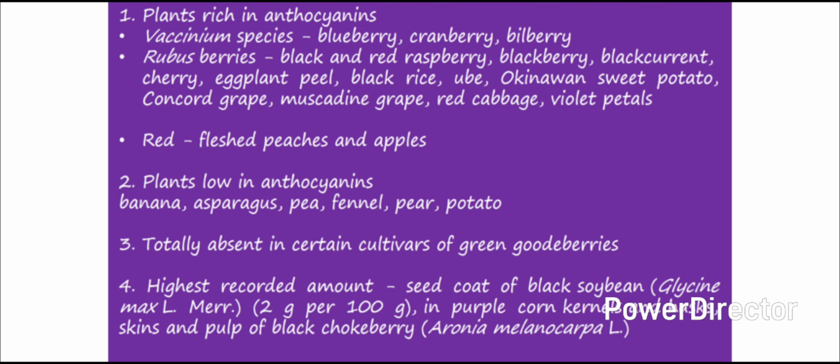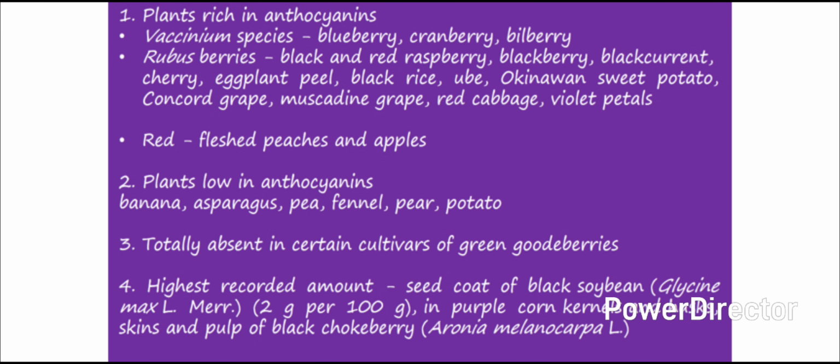Plants rich in anthocyanins are Vaccinium species such as blueberry, cranberry, and bilberry. Rubus berries include black raspberry, red raspberry, and blackberry, blackcurrant, cherry, eggplant peel, black rice, ube, Okinawan sweet potato, Concord grape, muscadine grape, red cabbage, and violet petals. Red-fleshed peaches and apples contain anthocyanins.